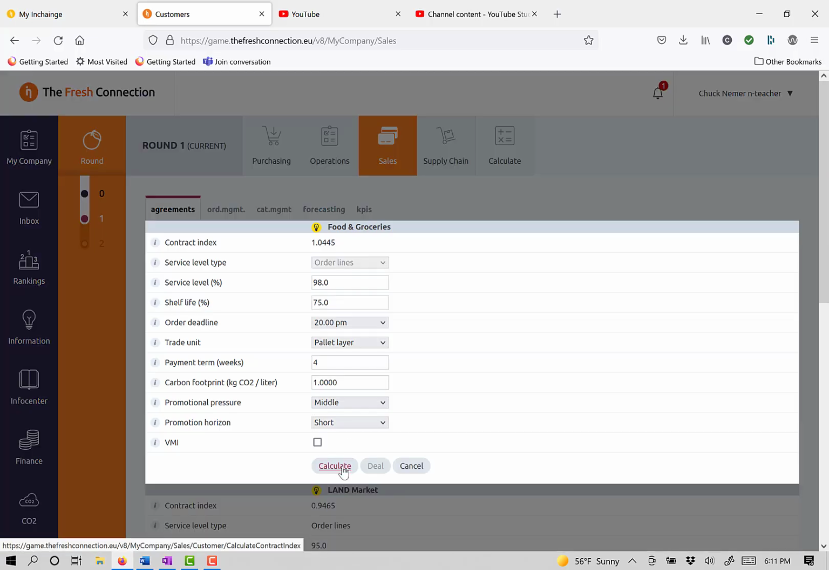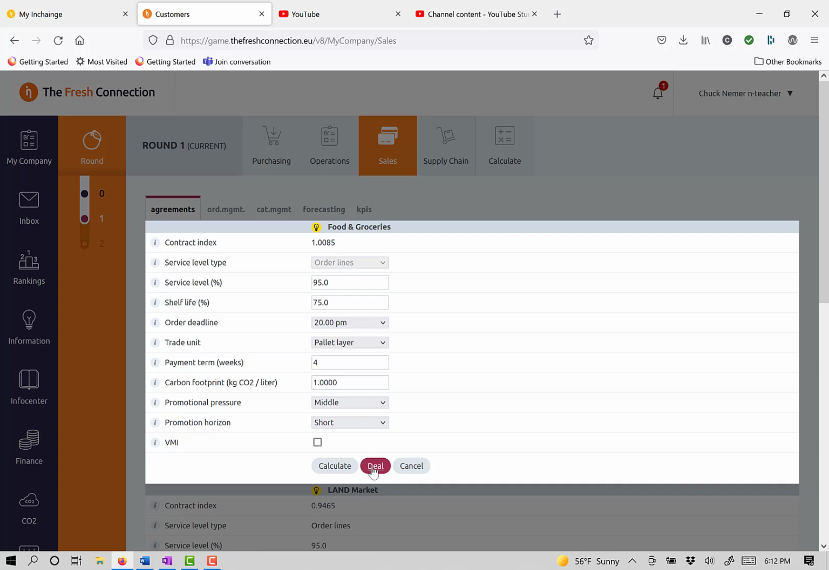So if we click on negotiate here, what's highlighted here are the things we can currently change. So let's say as an example, the service level, instead of promising 98%, we decide we're only going to promise 95% to Food and Groceries. So I'm going to hit the calculate button, I'm going to press it, and watch the contract index. So the customer says, I'm willing to pay 1.0085 times those prices we saw for the sales and retail of the price. So they're still paying a little bit of a premium, but not as much as before.